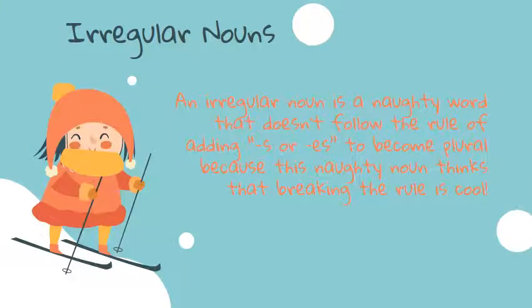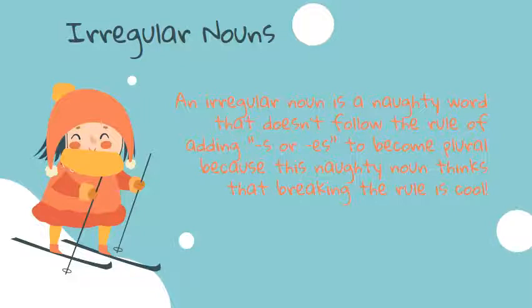Now we move to the irregular nouns. An irregular noun is a naughty word that does not follow the rule of adding s or es to become plural, because this naughty noun thinks that breaking the rule is cool. So, as I always say, anything irregular that doesn't follow the rule thinks that breaking rules is cool and likes to have its own rules.